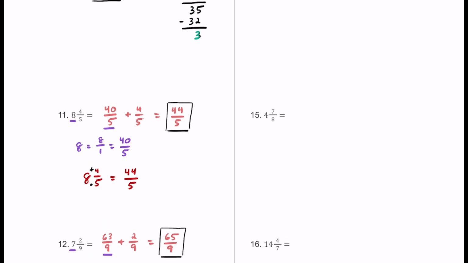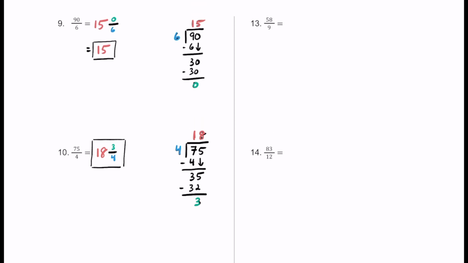For number 13, let's see, we have an improper fraction here, so we have 58/9, so that's really the same thing as 58 divided by 9. Now 9 doesn't fit into 5, but 9 fits into 58 6 times, right? 6 times 9 is 54. And if you subtract here, 58 minus 54 will just be 4. So we had a whole number of 6 here. We're going to put that on top.